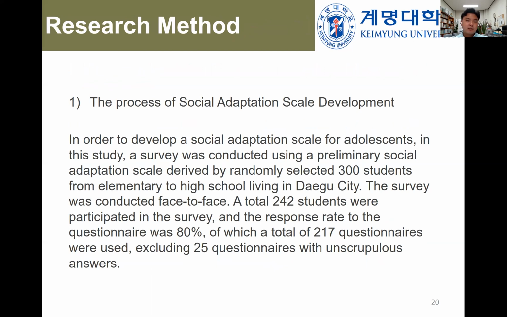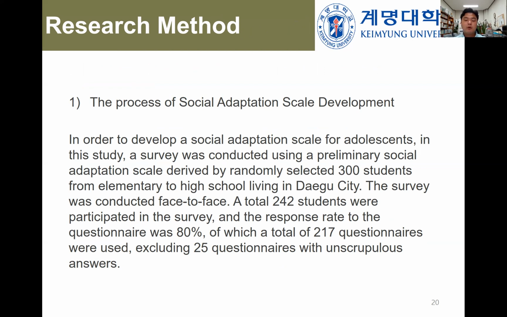Research method. First, the process of social adaptation scale development. In order to develop a social adaptation scale for adolescents in this study, a survey was conducted using a primary social adaptation scale, on 300 randomly selected students from elementary to high school living in Daegu City. The survey was conducted face-to-face.